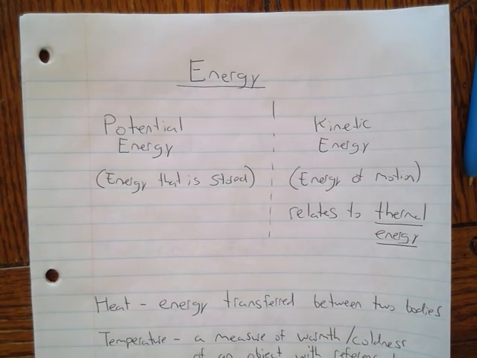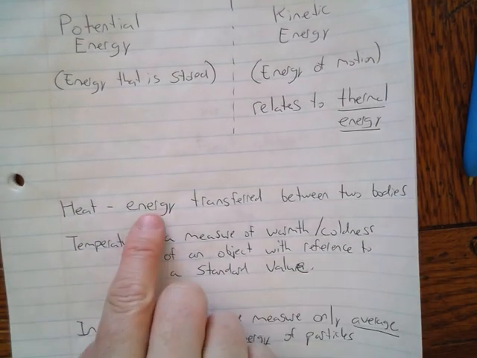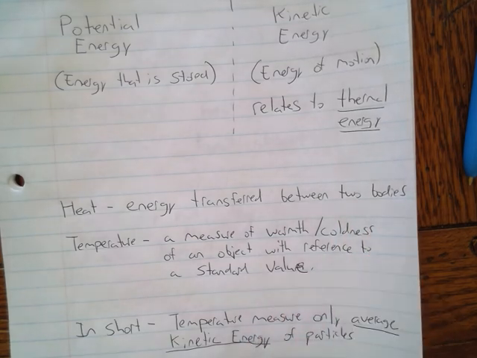So what exactly is heat? Well, heat is the energy transferred between two bodies. So for example, if I take an ice cube and I put my hand on it, the heat from my hand will enter the ice cube. Heat will transfer from my warm hand to the cold ice.